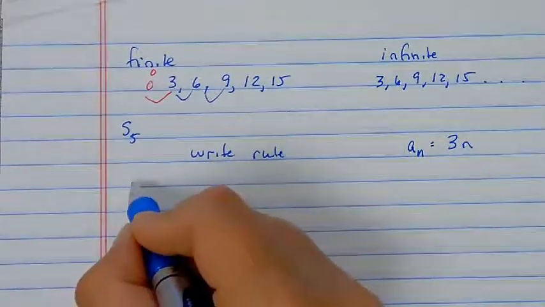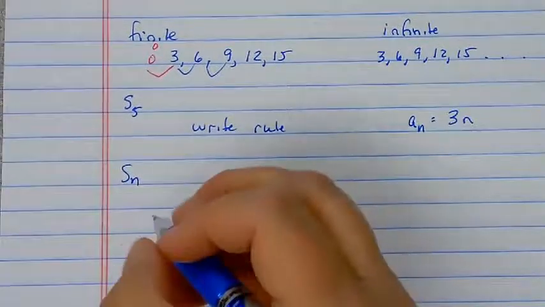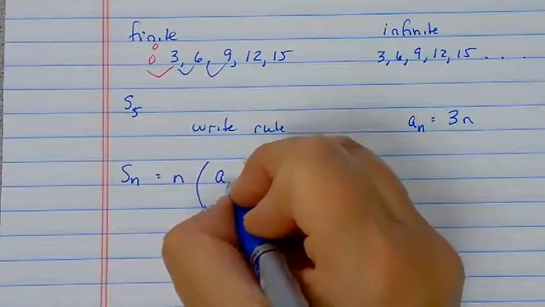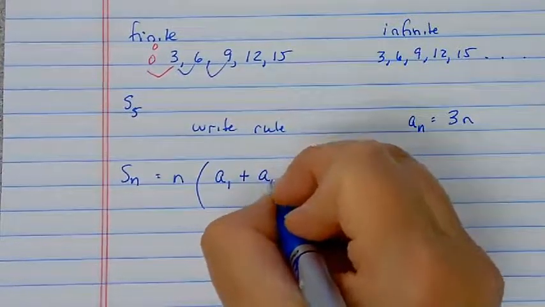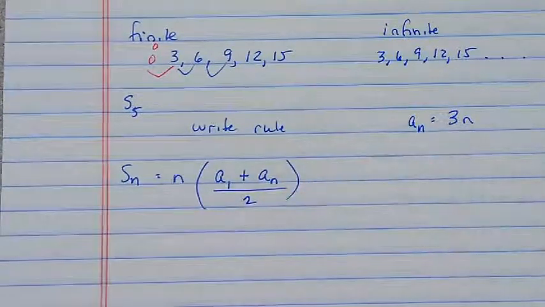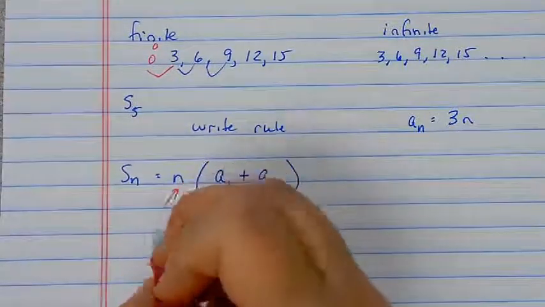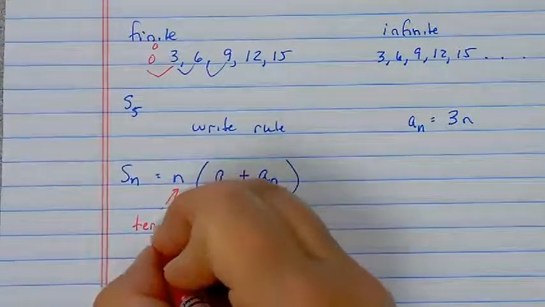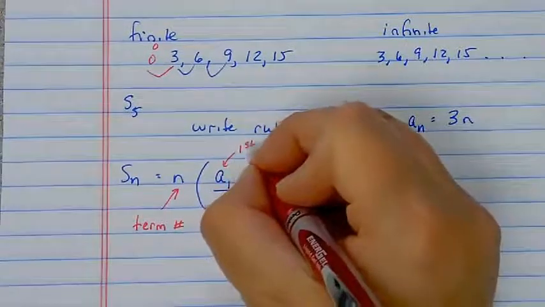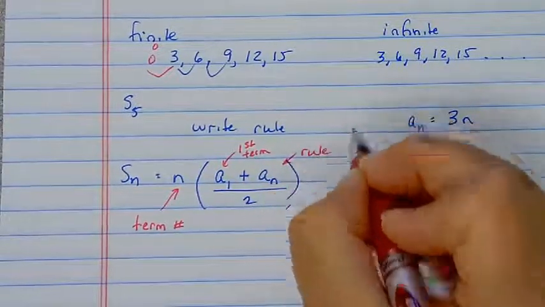The formula to find the sum, and I'm going to give you this formula on the test, to find the sum of an arithmetic sequence is n times a sub 1 plus a sub n, over 2. And each of these things represents something. n represents the term number. a sub 1 is the first term, and a sub n is the rule.